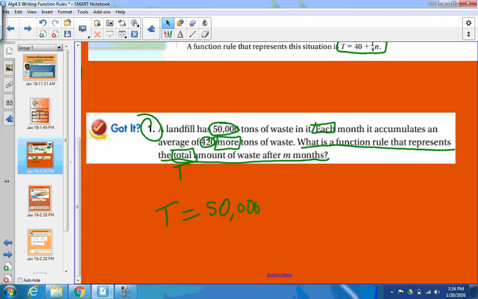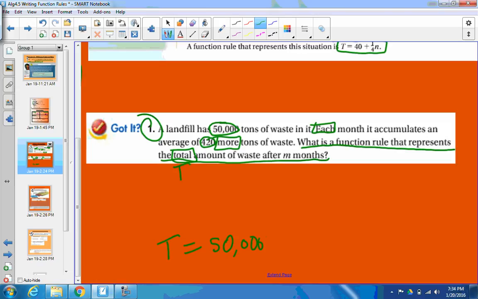Let's move this down a little bit. We know that the total equals 50,000 tons and 420 more each month.